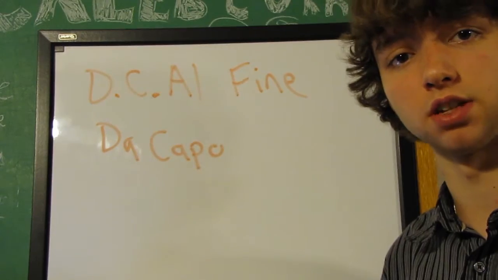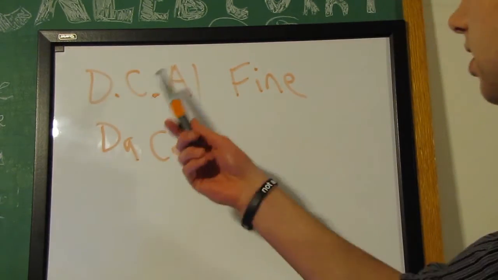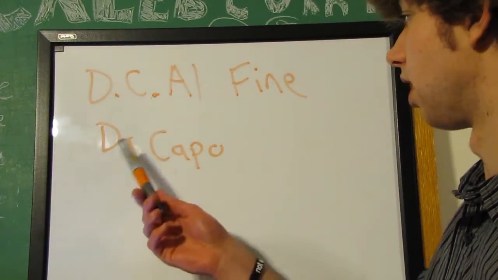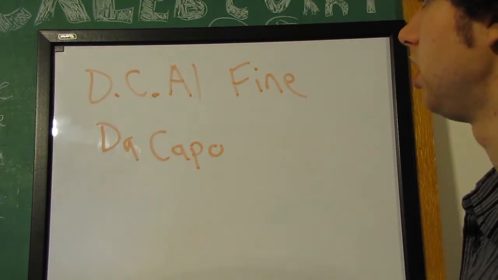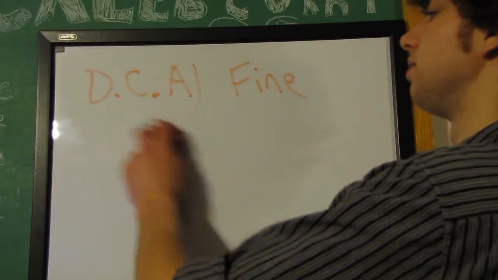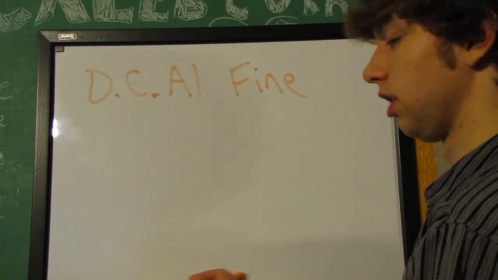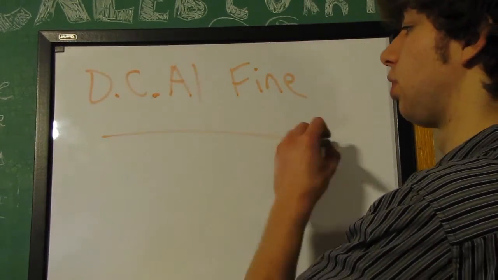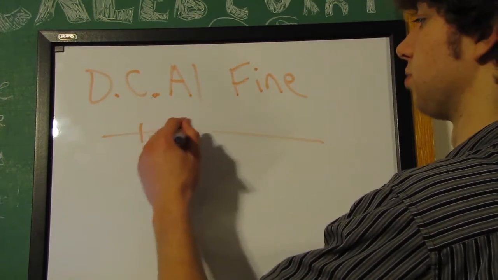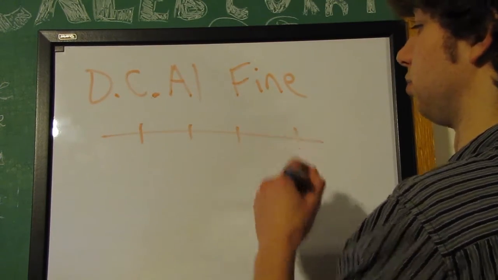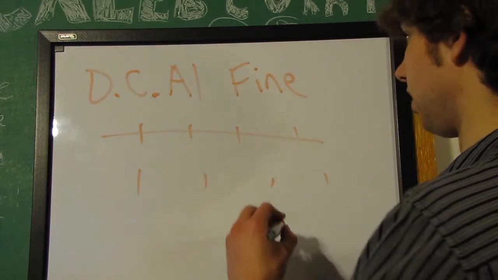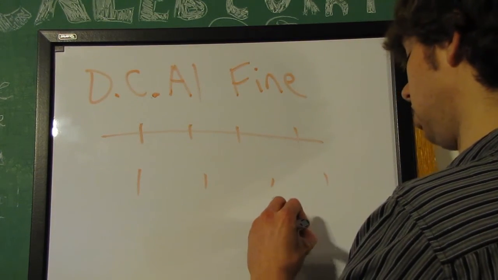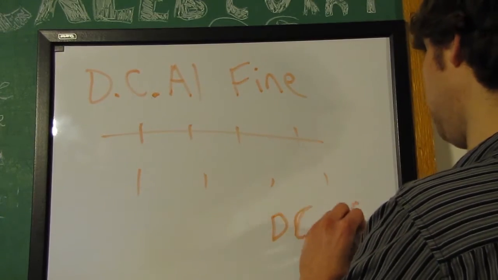Well, the very first example I want to show you is what's called DC al fine. DC stands for da capo, I believe that's how you pronounce it. Not 100% sure. But how this works is the way we read the music. So let's say we have the music, here's the bar lines. So measure 1, measure 2, measure 3, measure 4, keep going. And then we reach this word that says DC al fine.